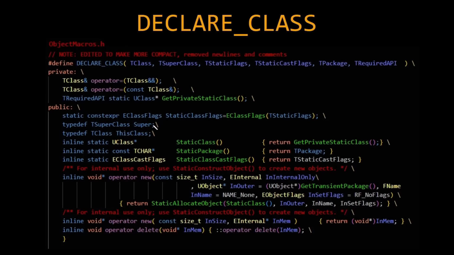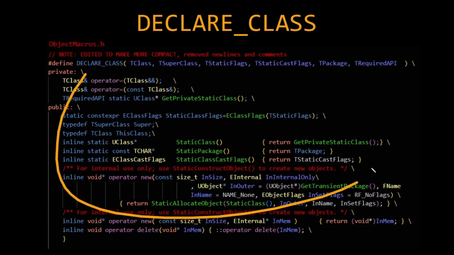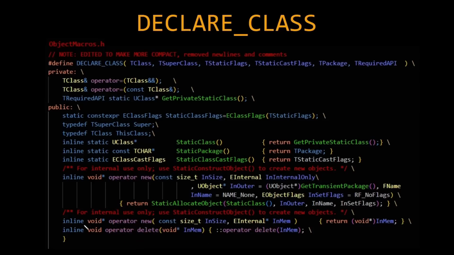If you're doing delegate bindings and that kind of stuff, you often can see this class instead of typing out the class each time. So there's a lot of things here. There are new operators and delete operators, but some of these are for internal use only. But there's static class here, static package, static class cast flags, some operators. A lot of this stuff comes from this declare class, which is used in the .generated header.